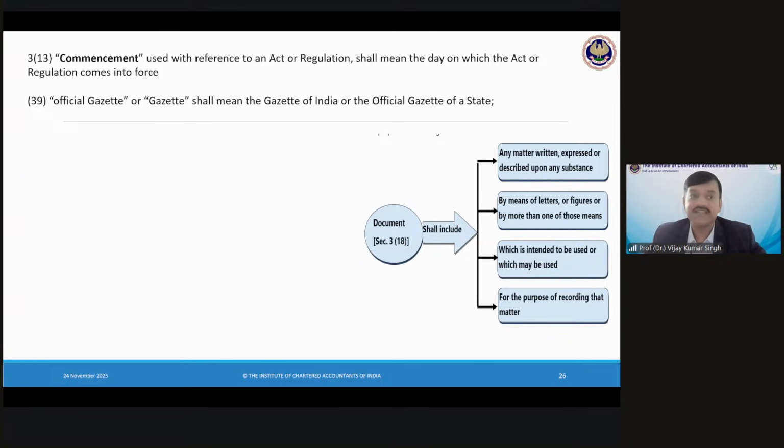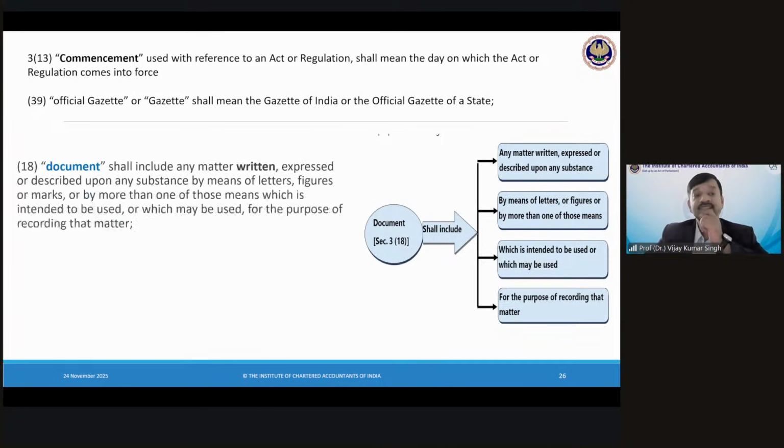Official gazette, we have already seen official gazette or gazette shall mean the Gazette of India or official gazette of the state. So there are two kinds of gazettes. One is gazette published by the government of India, and the other gazette is published by the states. Then there's a definition of a document. Document includes any matter written, expressed, or described upon any substance by means of letters, figures, or marks, or by more than one of those means which is intended to be used or which may be used for the purposes of recording the matter.